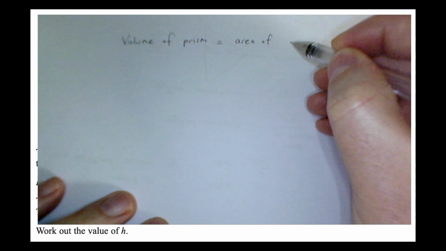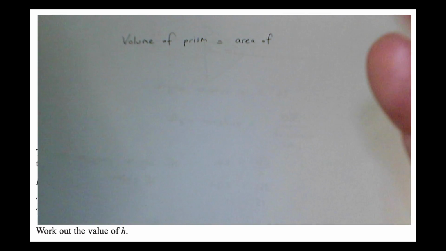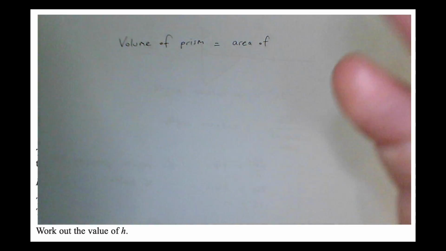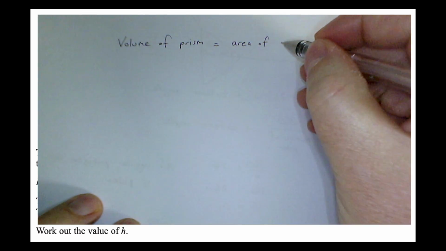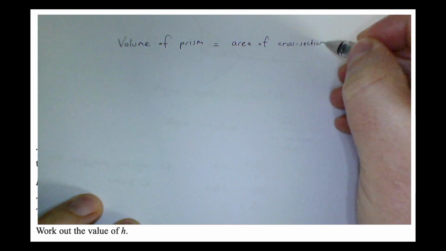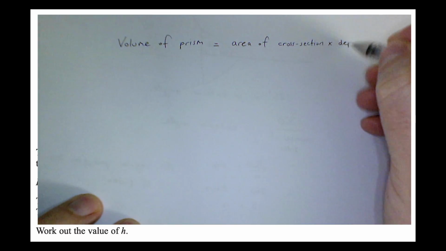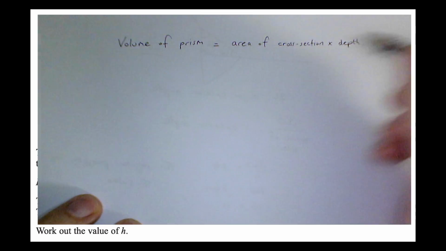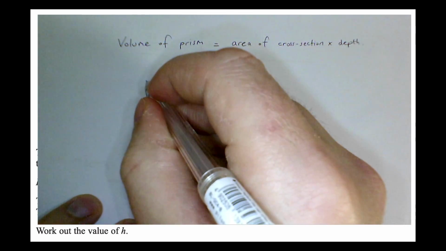So I'm just writing down what I've just told you there. The volume of a prism is equal to the area of the cross section, that's the area of the familiar shape at the end of the prism, times its depth. Okay, and I'll just draw a quick little picture so you can see that.